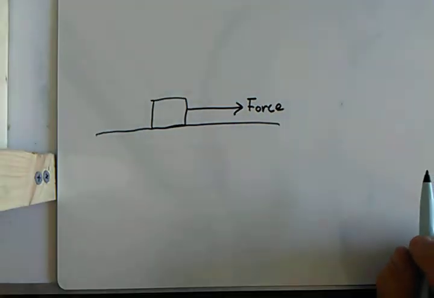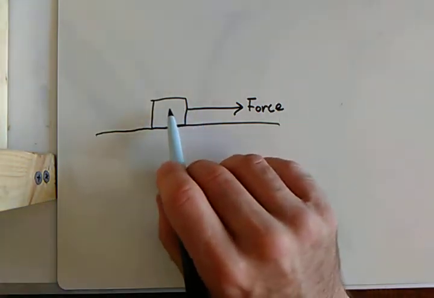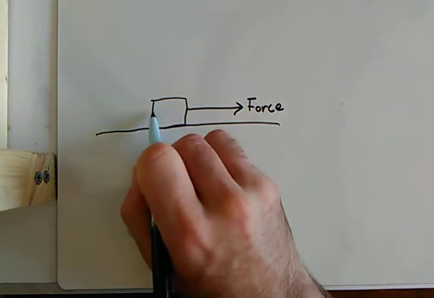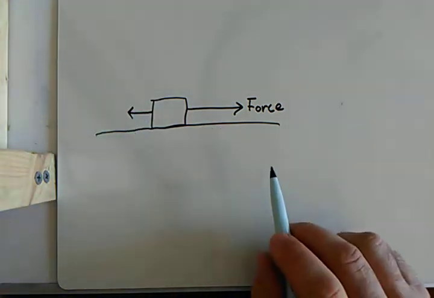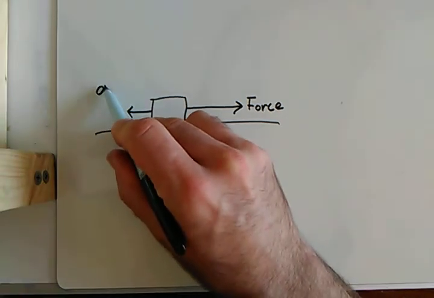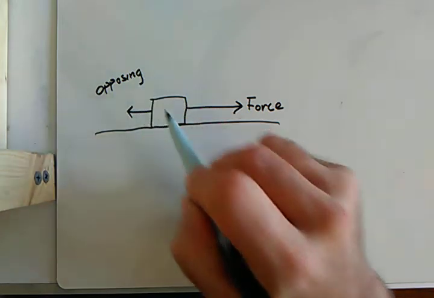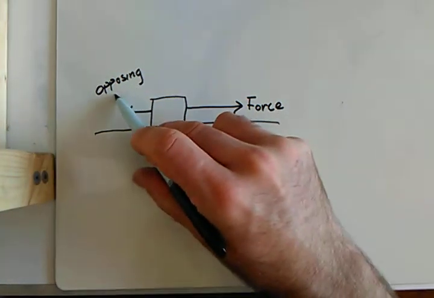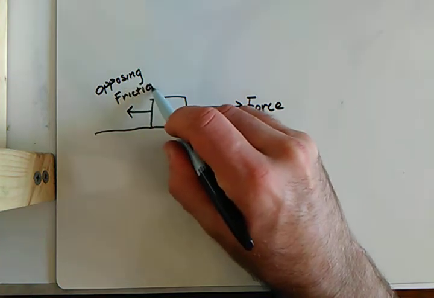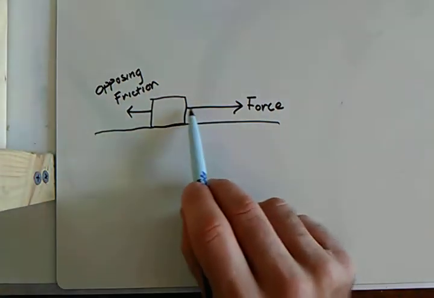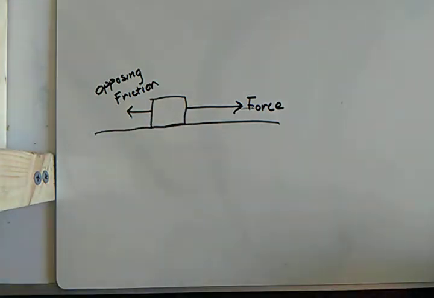Now, in real life, we know that if we pull on a box, it's going to actually pull back at us a little bit. And this backwards force, or this opposing force, is a force called, you got it, friction. So in this situation, if I pull on the box forward, friction pulls it backwards.